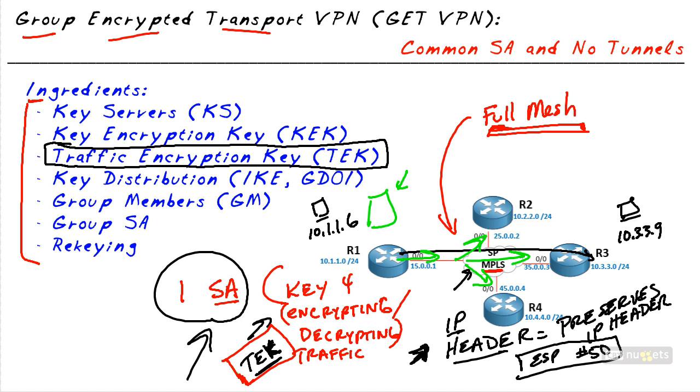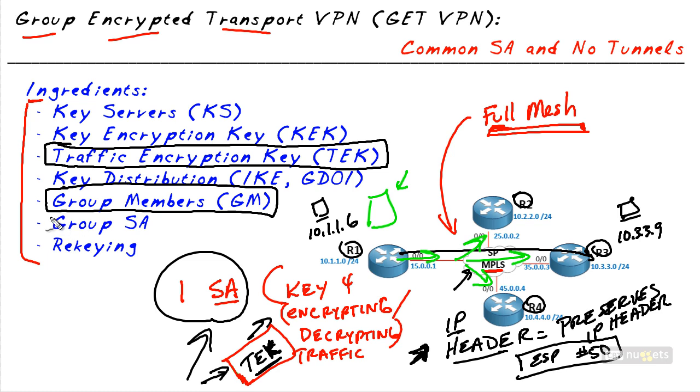We also have a special name for routers that are participating as part of GETVPN, who are doing the encrypting and the decrypting. And they call those members of this GETVPN group GMs, or group members. So in this topology, for example, on the MPLS network that connects all these routers together, R1, R2, R3, and R4 could all be acting as group members, which means they're all using the same traffic encryption key.